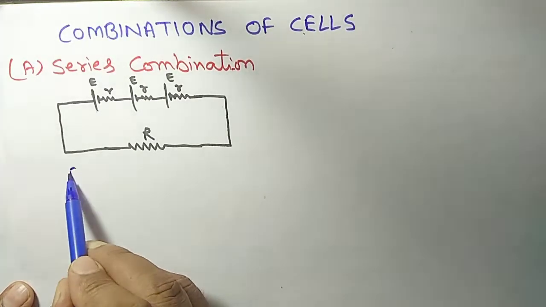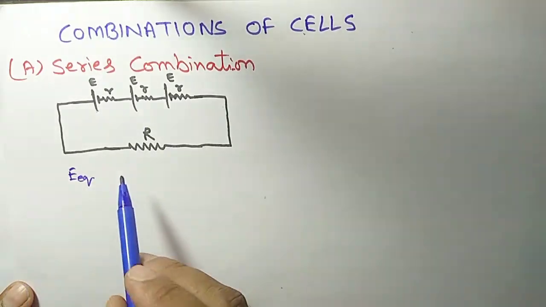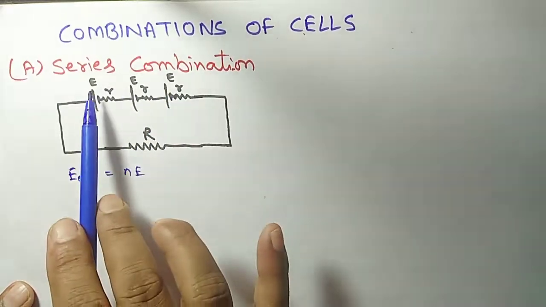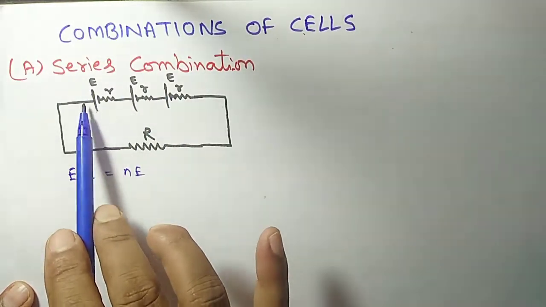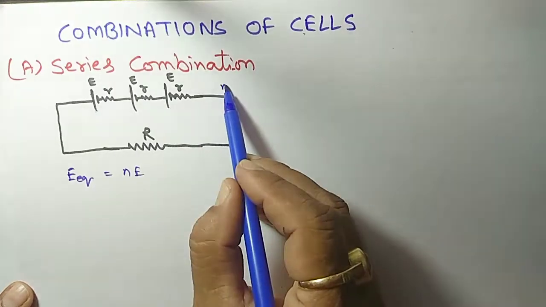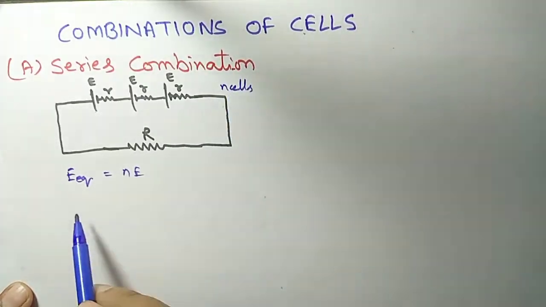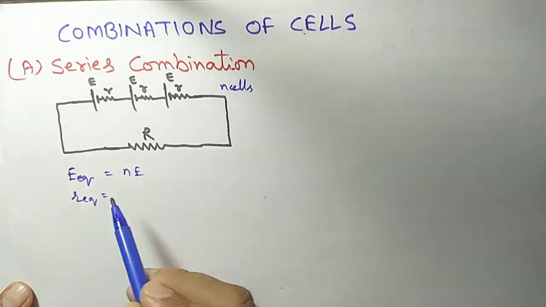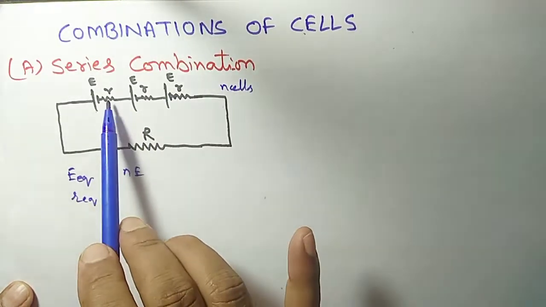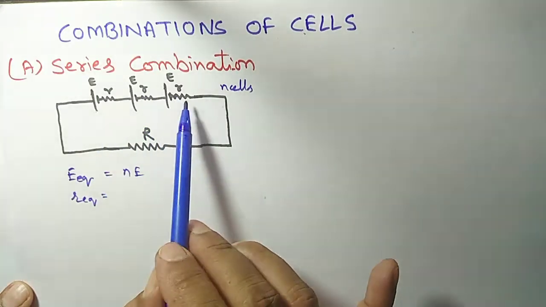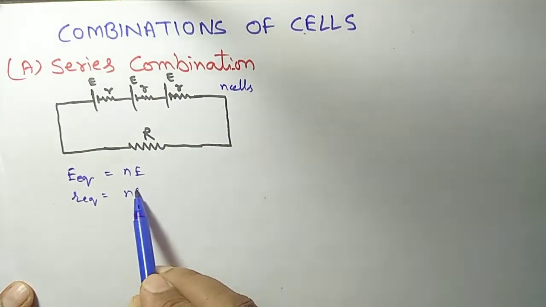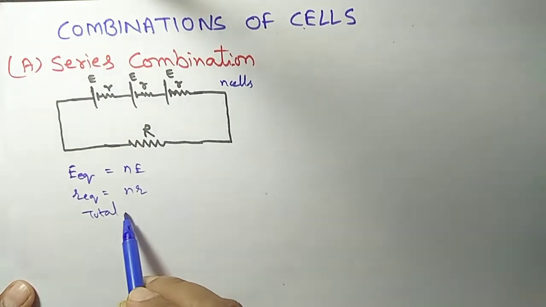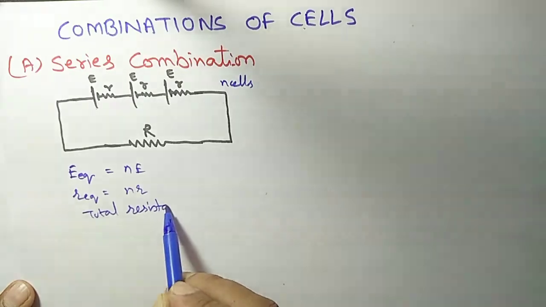See what is the equivalent EMF, that is the total EMF of the cells. It is nE, because E is the EMF of each cell and n cells are connected here. And see what is the equivalent internal resistance. It is equal to r plus r plus r, because all are in series, so it is nr. nr is the total internal resistance. What will be the total resistance of the circuit?